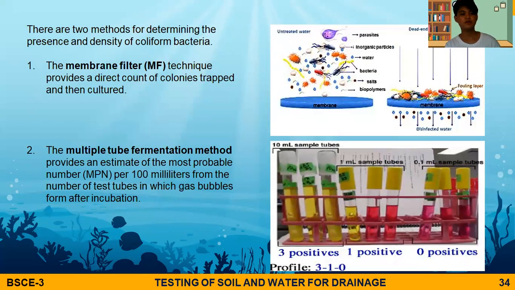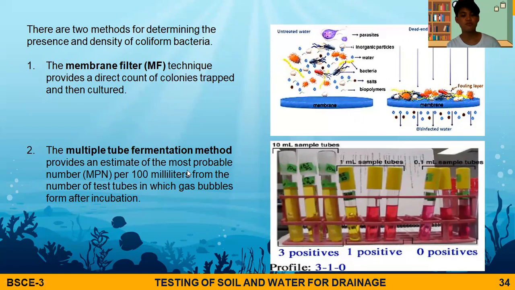There are two methods of determining the presence and density of coliform bacteria. First, the membrane filter technique provides a direct count of colonies trapped and then cultured. So the first method is the membrane filter. It traps the organisms, this is the untreated water. After it is treated, the unwanted organisms are filtered out. This is the result for the disinfected water after the test.